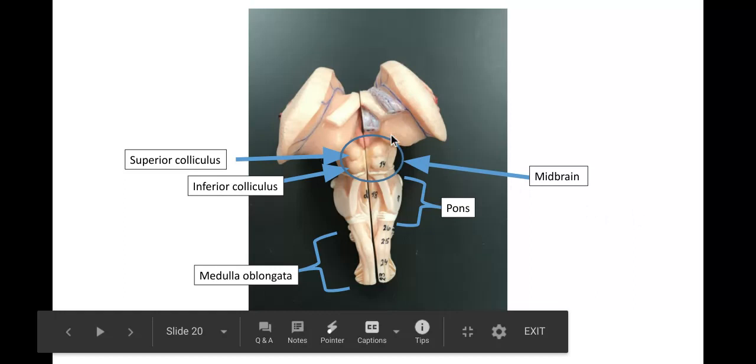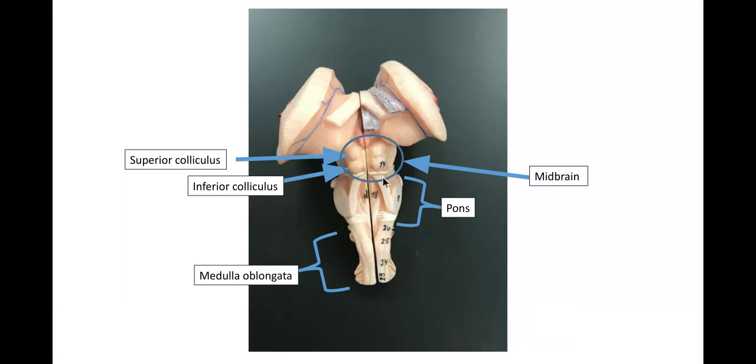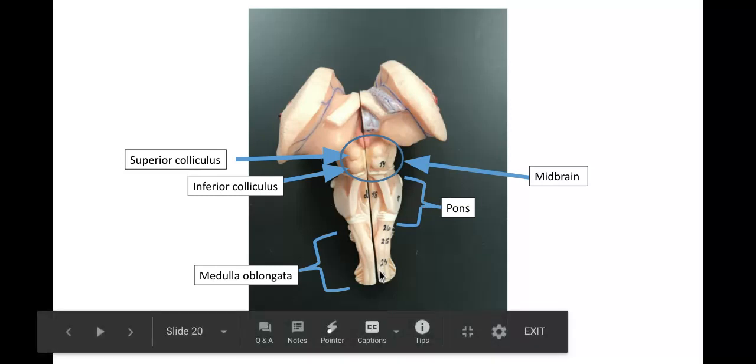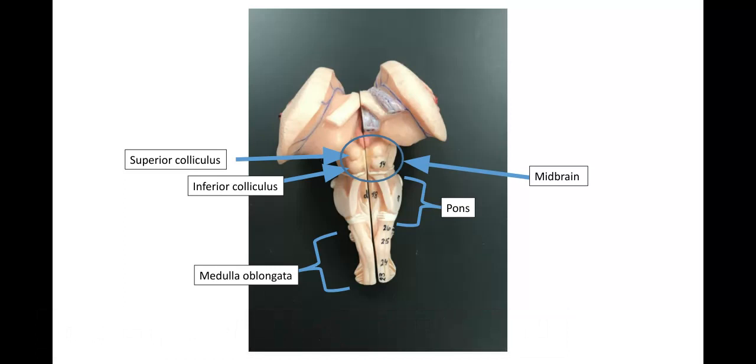Some really important parts here are knowing that your superior colliculus and inferior colliculus are part of what we would consider your midbrain, underneath the diencephalon. And then the pons and the medulla oblongata are really in the brainstem area.